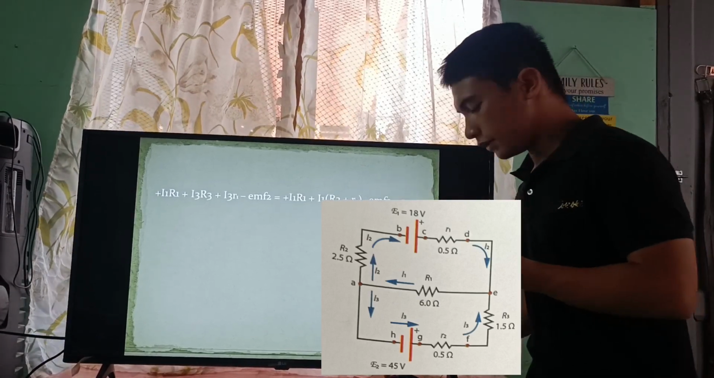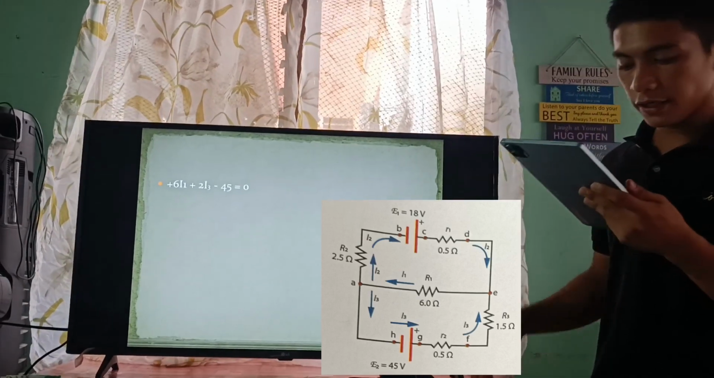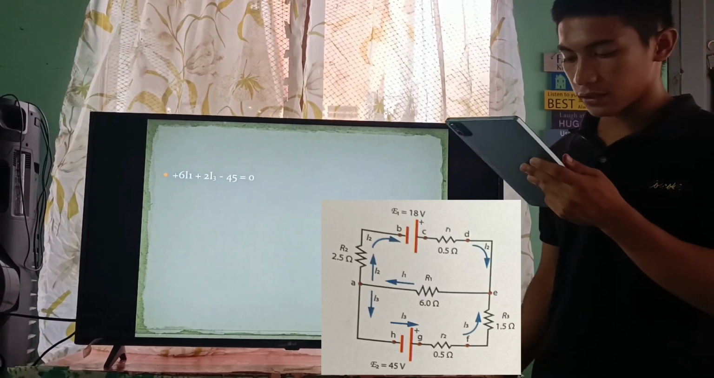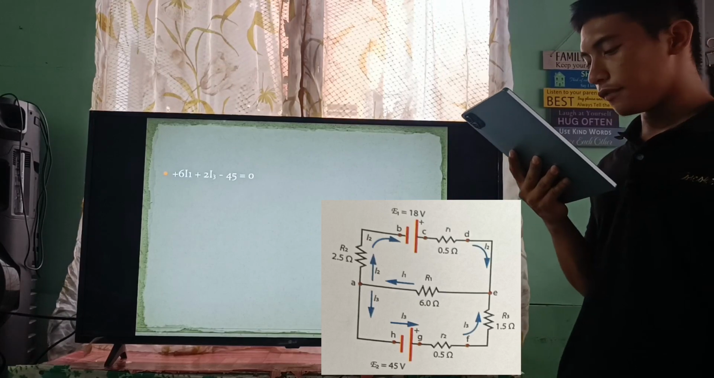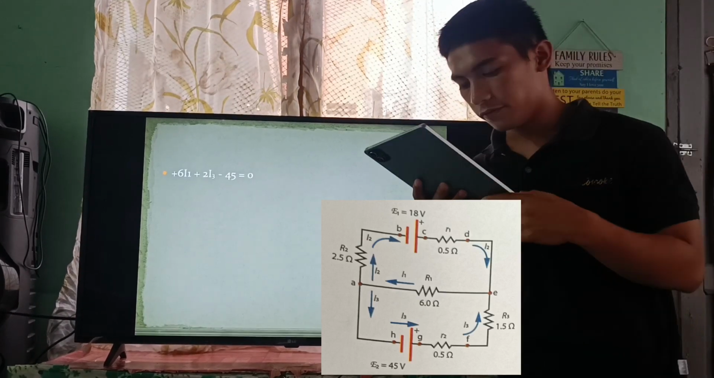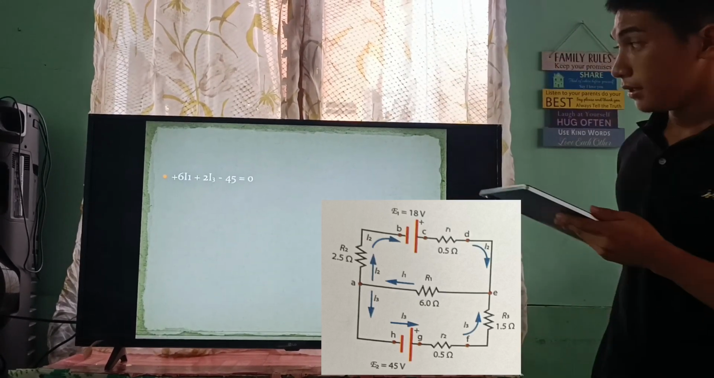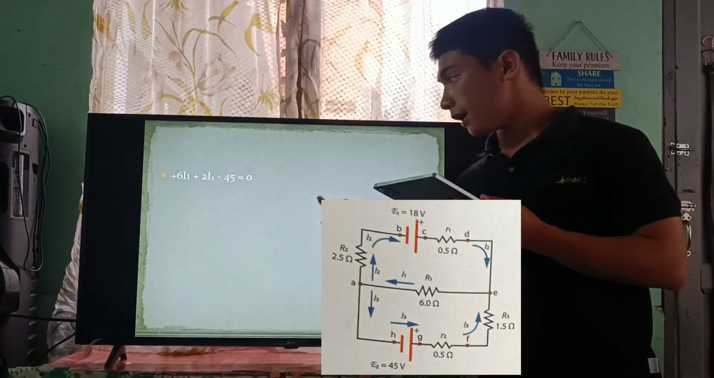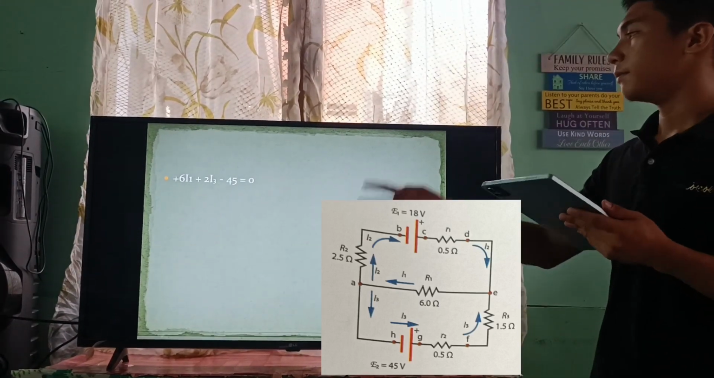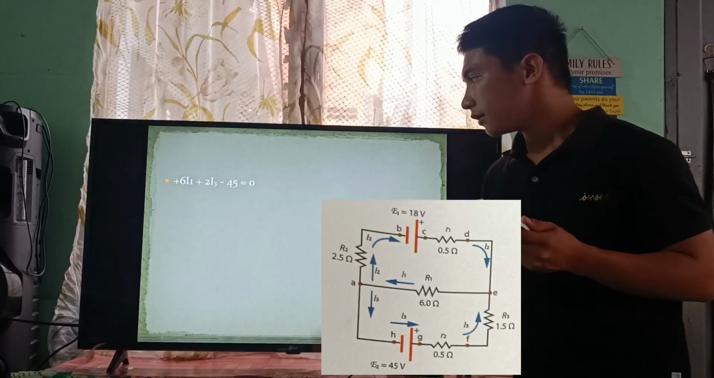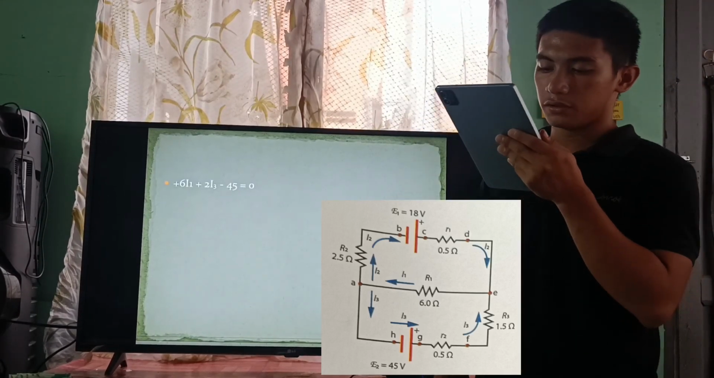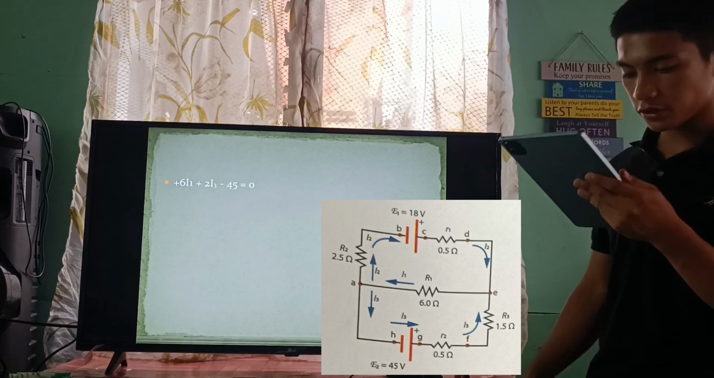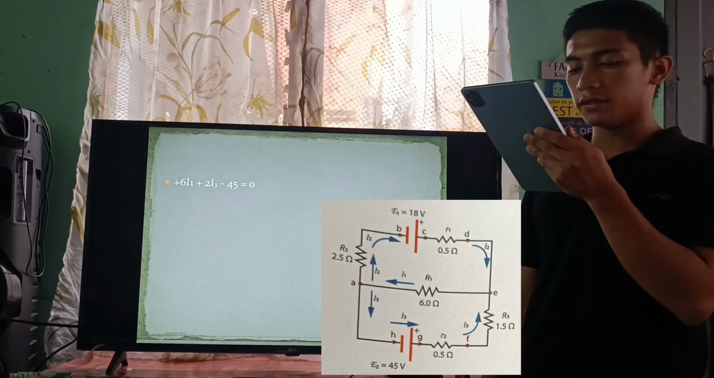Note that the signs are reversed compared with the other loop because elements are traversed in the opposite direction. With values entered, this becomes positive 6 I1 plus 2 I3 minus 45 equals 0. These three equations are sufficient to solve for the three unknown currents.